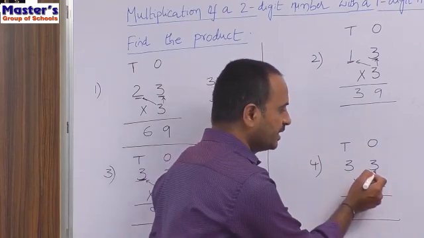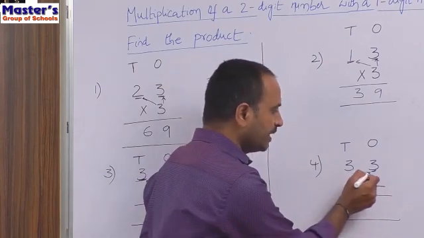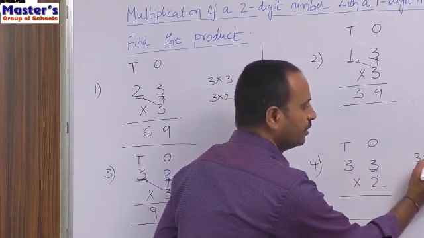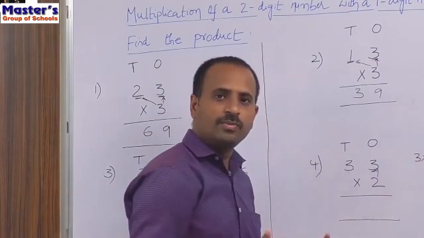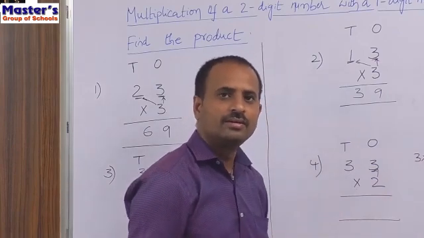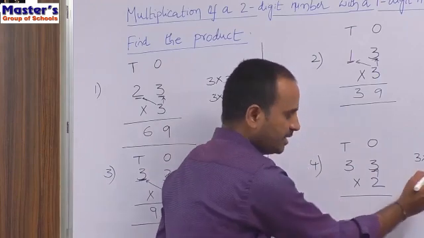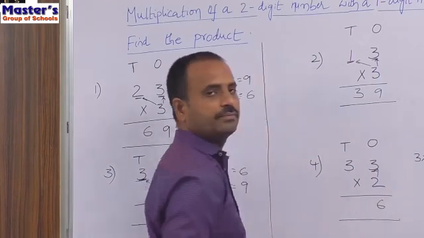So 3 is present in ones place. So multiply this 3 with 2. That is 3 into 2. Children, how much is 3 2s? 3 2s are 6. So write this 6 under ones place.